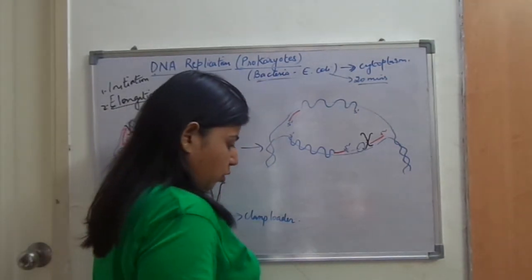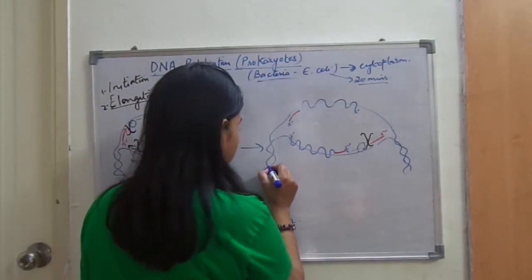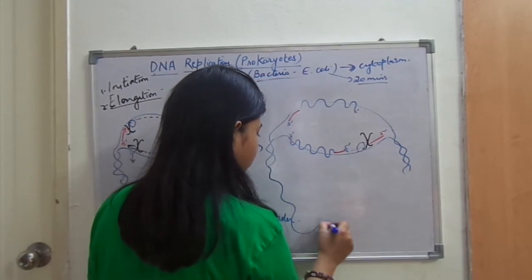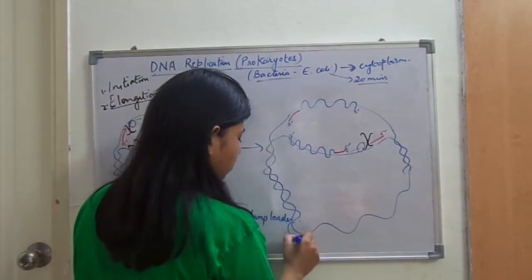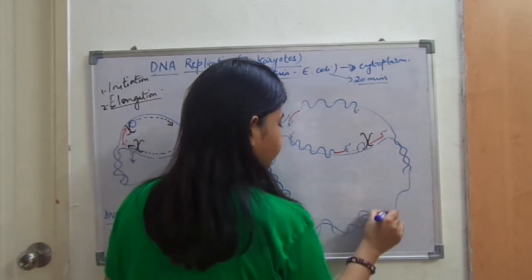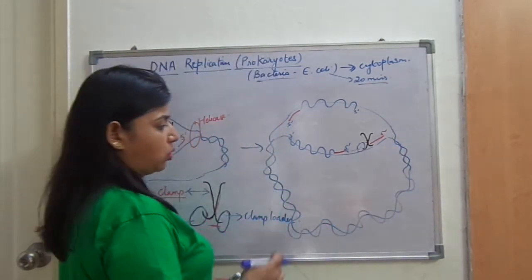If you notice it, there are some 3-4 things which I would like you people to know over here. First thing, this is your double-stranded DNA, the entire circular DNA that we were talking about.